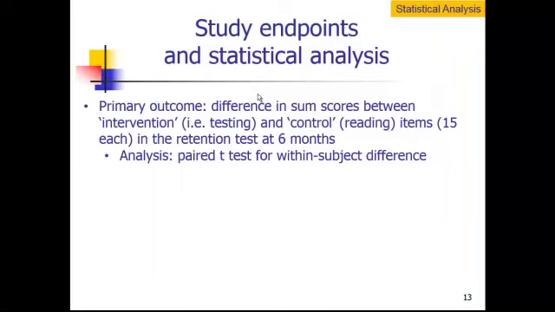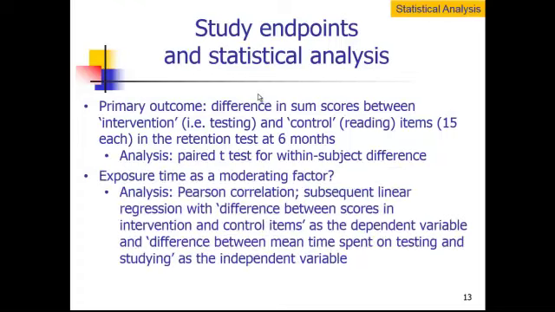The primary outcome of our study was the difference in scores between intervention and control items in the retention test. As I mentioned earlier, there were 15 control and 15 intervention items in each group. Those items that were retested in Group A were restudied in Group B and the other way round. Data were dummy-coded to arrive at a situation in which there were 15 intervention and 15 control items for each student, and we were able to run a paired t-test for the within-subject difference between repeated study and repeated testing.